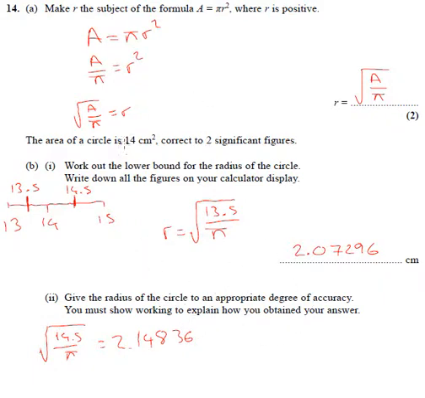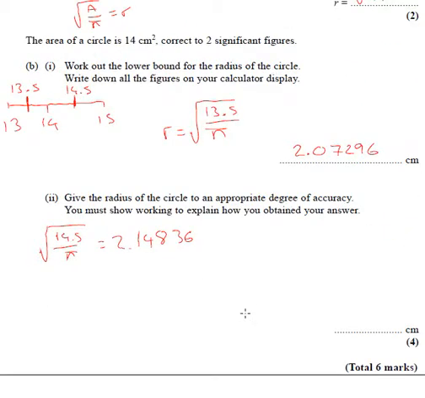You're looking at an appropriate degree of accuracy. So you've got your lower bound of 2.07296, upper bound of 2.148. So to two significant figures, an appropriate degree of accuracy would be 2.1 centimeters. You've got to show your lower bound, show your upper bound, and then give the two significant figures in between.